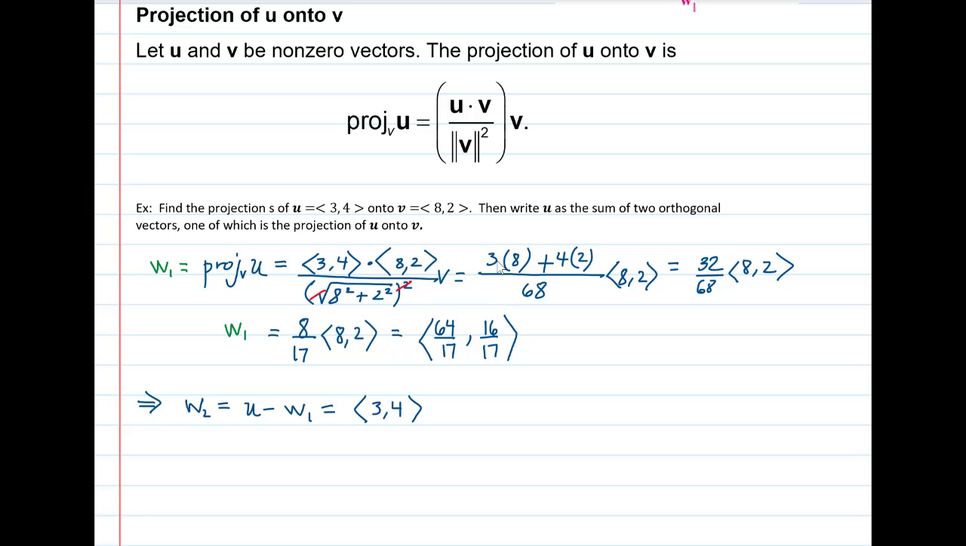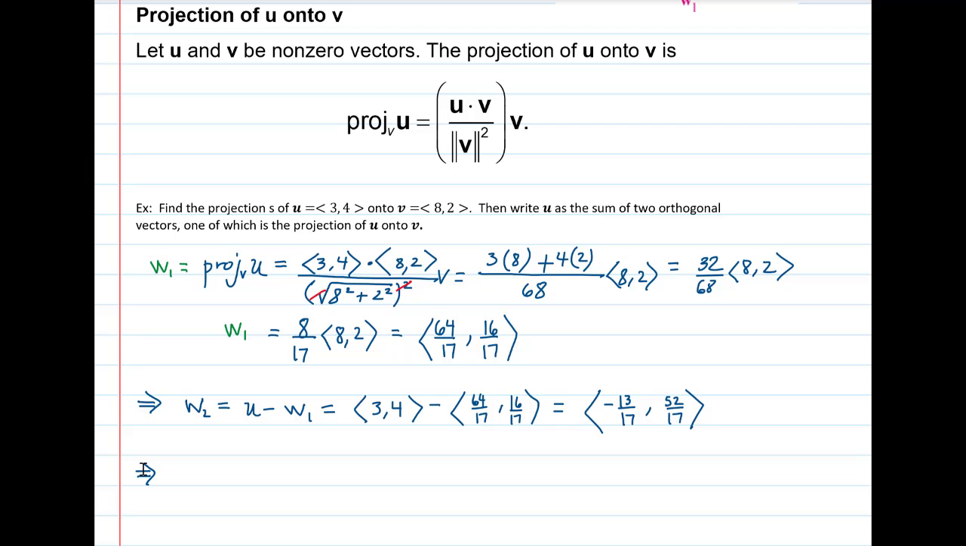So we have W2 is equal to U minus W1, and that's going to be <3, 4> minus <64/17, 16/17>, which was our W1 there. Okay, so this is just a vector addition. We do the operation here, and we get W2 is equal to <3 minus 64/17, 4 minus 16/17>, which gives you negative 13 over 17, comma 52 over 17. There we have our W2 vector.